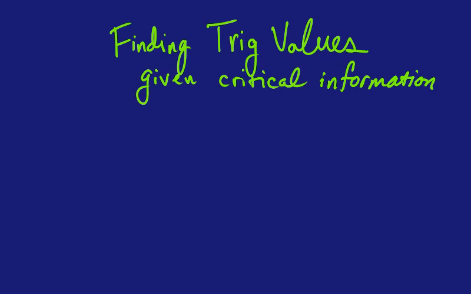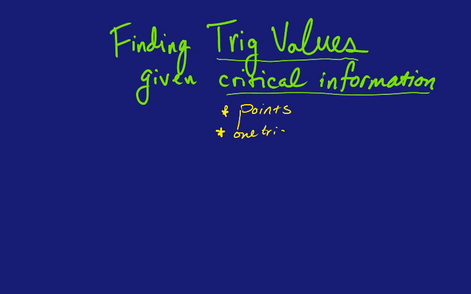So this video is going to be about how to find trig values when you're given critical information. Critical information in this video is going to be things like points in the coordinate plane, or it might be that you're given one trig ratio and you're also given the quadrant, and then you have to find all the other six. So really it's going to be dealing with finding trig values in the coordinate plane when you're given critical information. And so hopefully this is helpful.